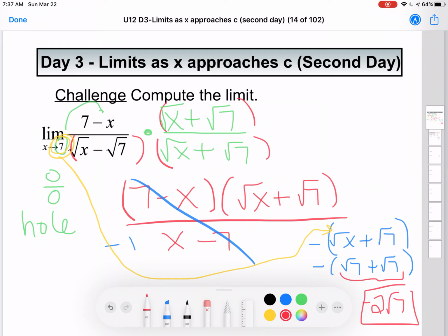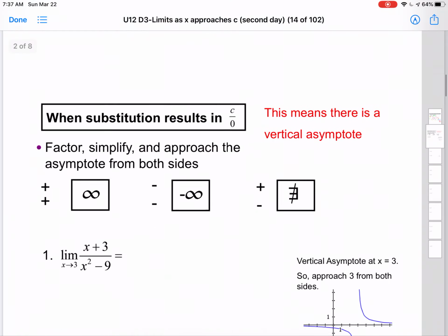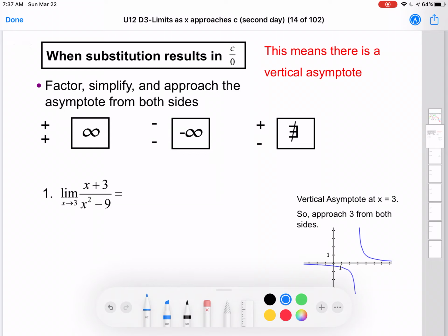So what are we going to do today? When we plug in today, we're not going to get 0 over 0, which was a hole. Instead, we're going to plug in, and we're going to wind up with a constant over 0. And we'll have to review back a little bit. When we get a constant over 0, going back to that rational function unit, when we would graph everything without a calculator and we would look for the x-intercept, y-intercept, vertical asymptotes, horizontal asymptotes, slant asymptotes, remember holes, all of that. When we would wind up with a constant over 0, there was a vertical asymptote.